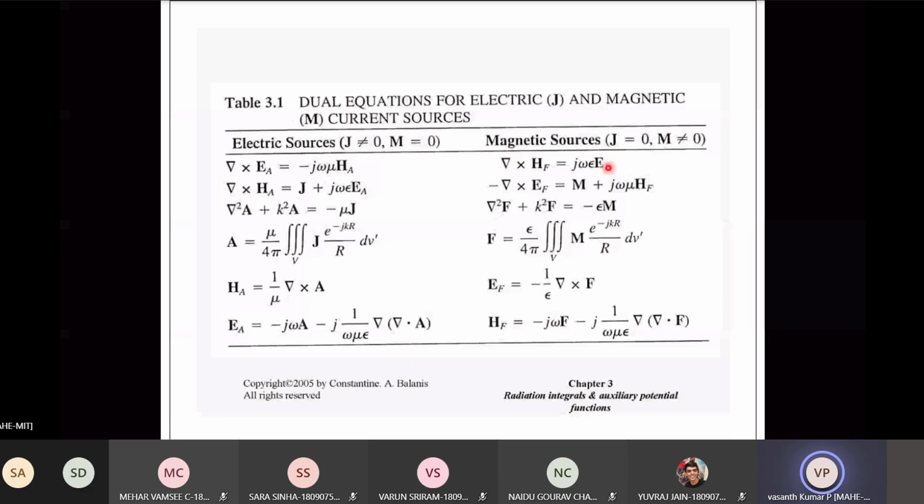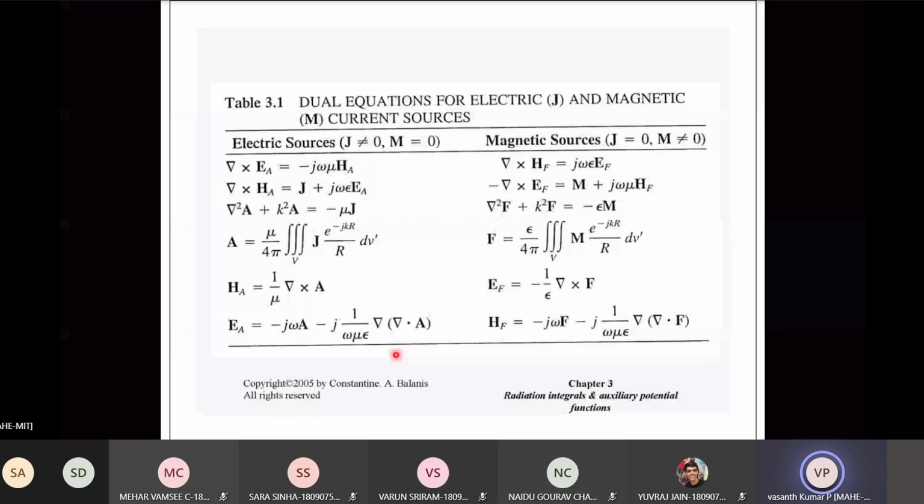EA is replaced by HF, HA is replaced by minus EF, and mu is replaced by epsilon. We'll see that. If you have this set of equations, we can arrive at the other set of equations by using dual quantities. If you have one set of equations, we can arrive at the other set.